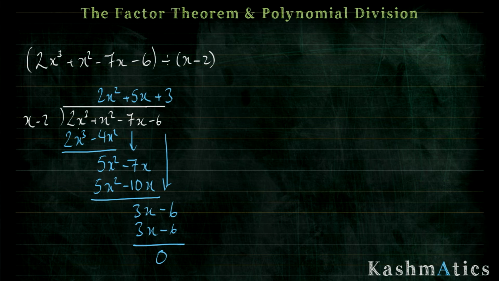So what that means is this cubic divided by x minus 2 leaves me with 2x squared plus 5x plus 3. And a cubic divided by a linear will give you a quadratic. Now what you could do from there is factorize this if you wanted to. So let's see what we get there.